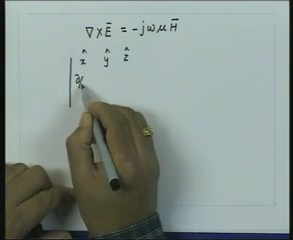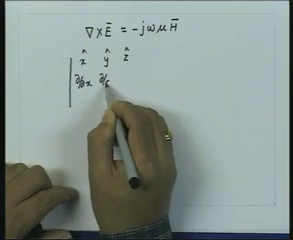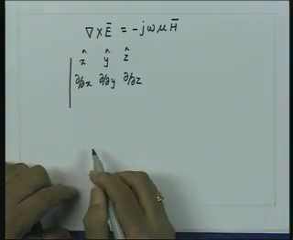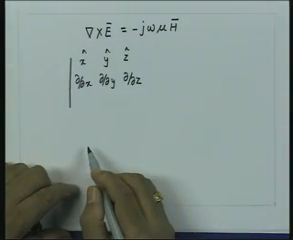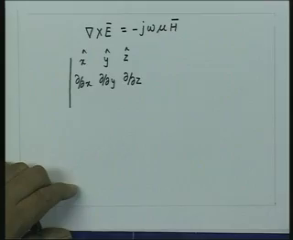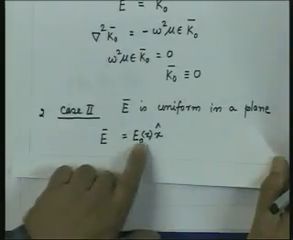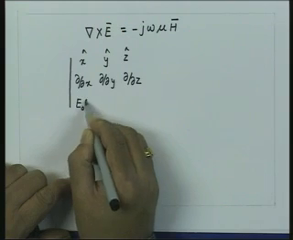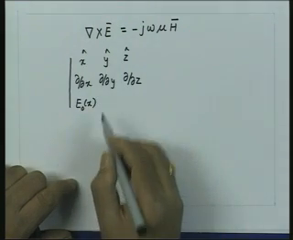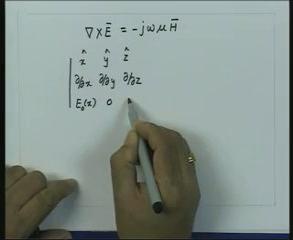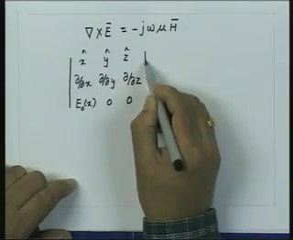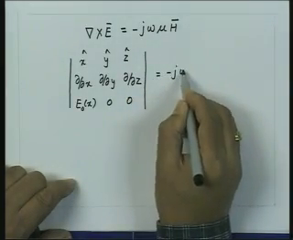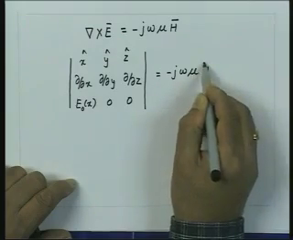d by dx, d by dy, d by dz, and we have this quantity E, which has only an x component, E0 x. So this is E0, a function of x, 0, 0, and that is equal to minus j omega mu into h.